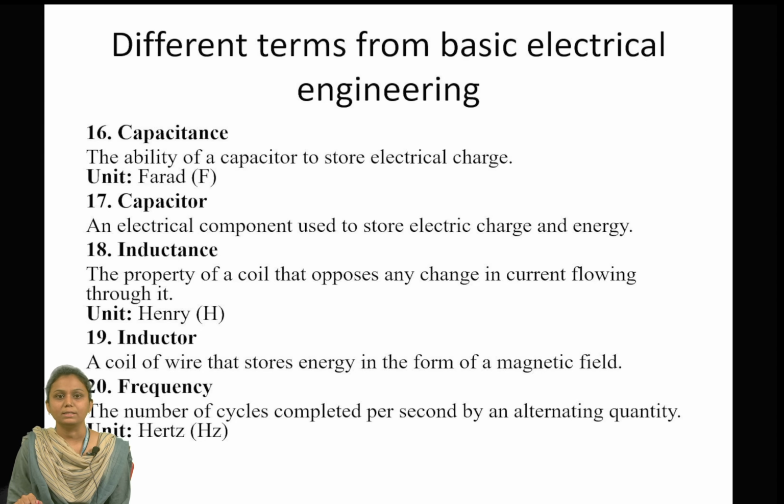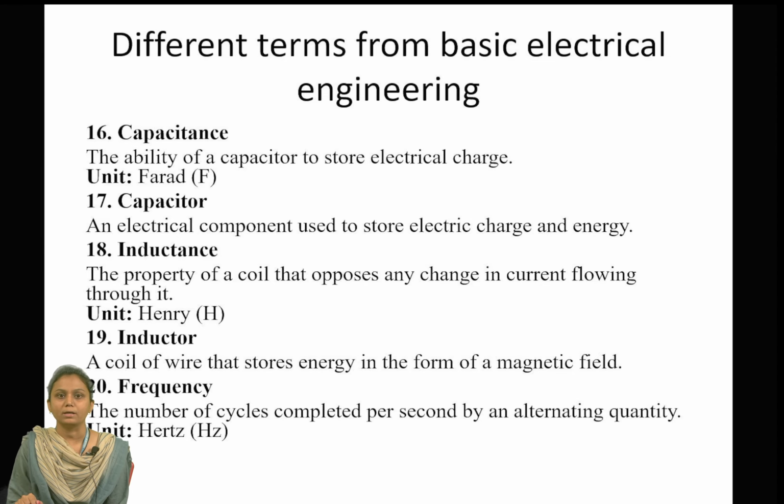Next one is inductance. The property of a coil that opposes any change in current flowing through it is known as inductance, and its unit is henry, millihenry, etc. Next one is inductor. A coil of wire that stores energy in the form of a magnetic field is known as an inductor.